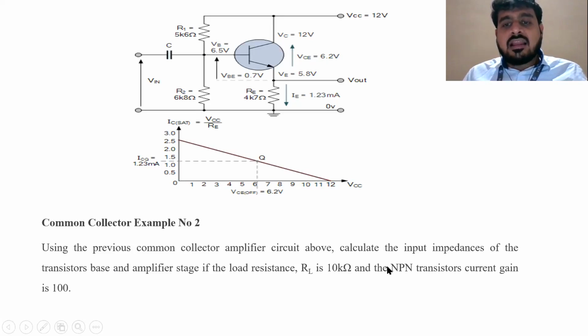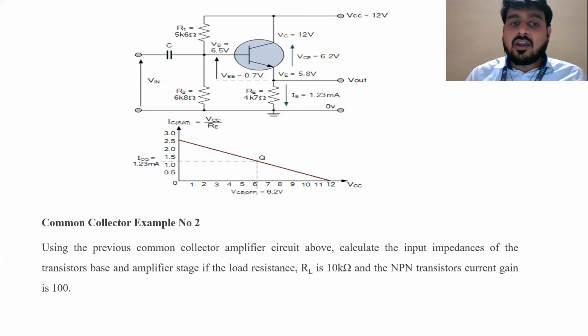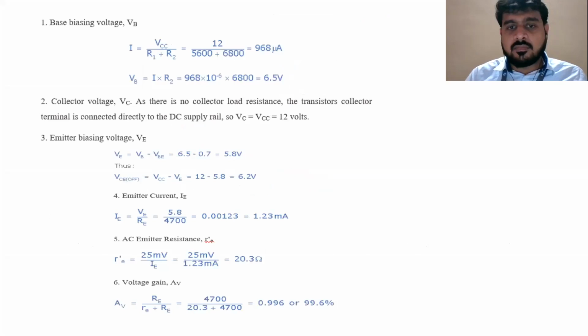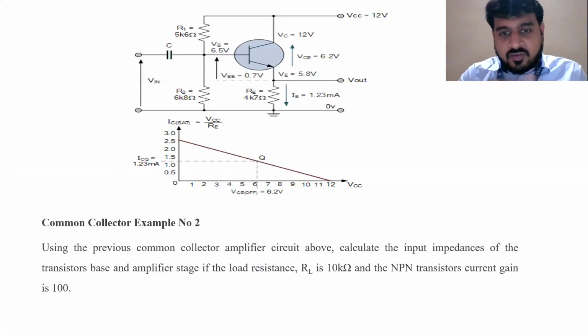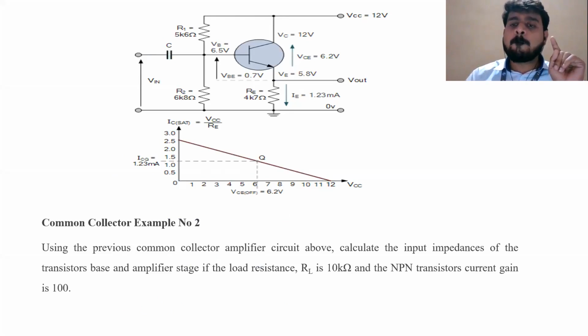Now what I'll do is calculate the input impedance of the transistor base and amplifier stage, if the load resistor RL is 10 kilo ohm and the NPN transistor current gain is 100. So NPN transistor gain, what did I get last time? 99.6, sir. Now the current gain is given. What is current gain? Output current by input current.